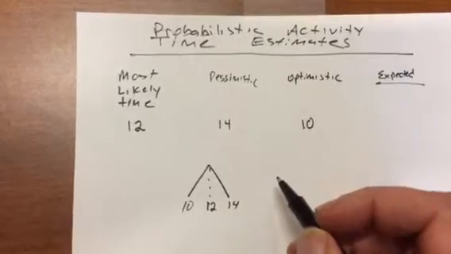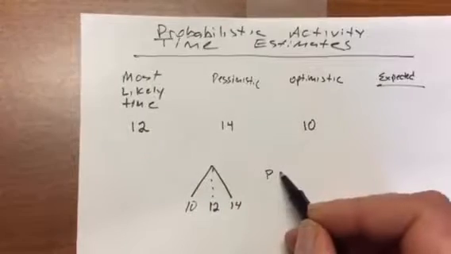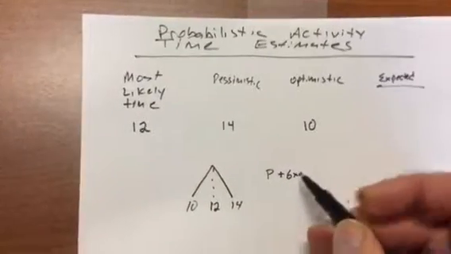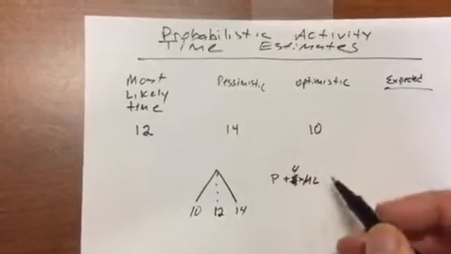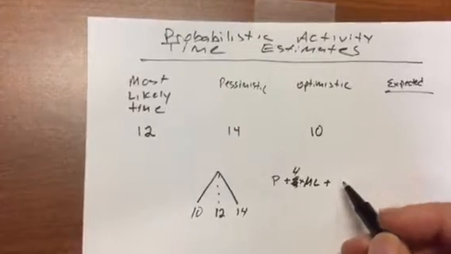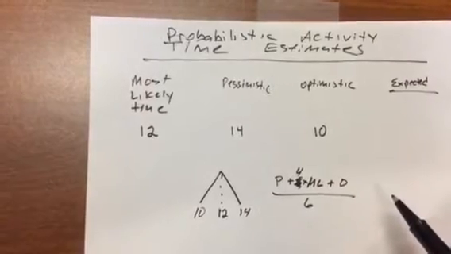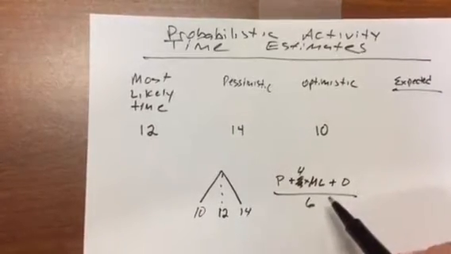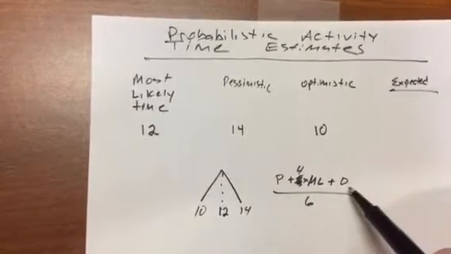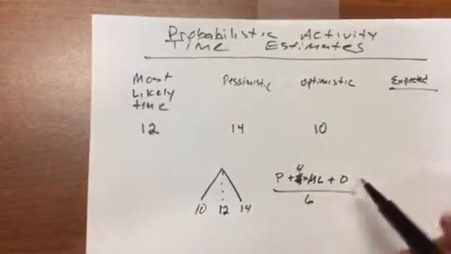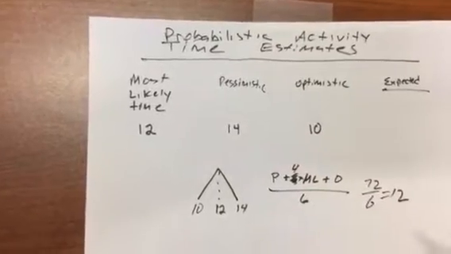We could use our formula, which is the pessimistic time plus 4 times the most likely time plus the optimistic time, divided by 6. If you add those up, that would be 14 plus 10 plus 4 times 12, which is 72. Divide that by 6, and we get 12.